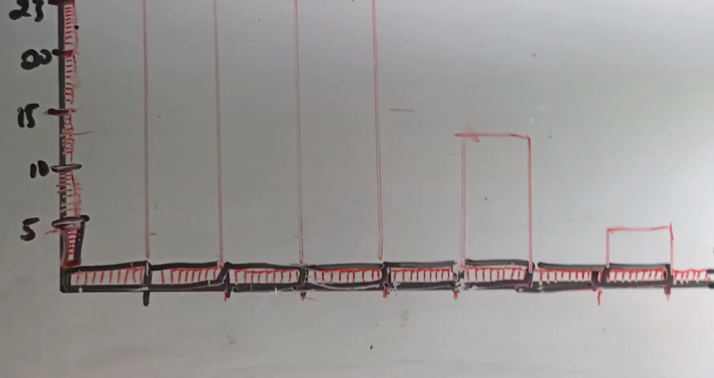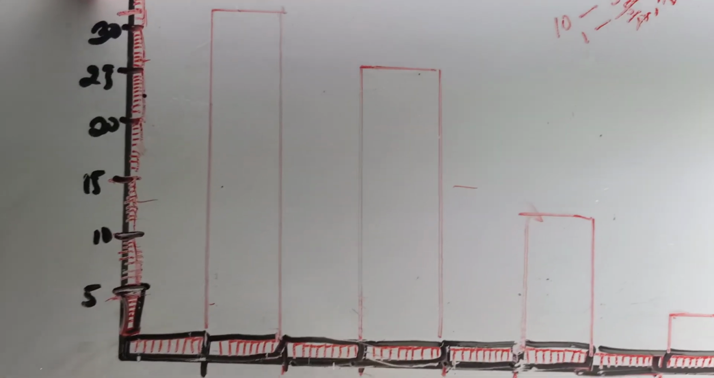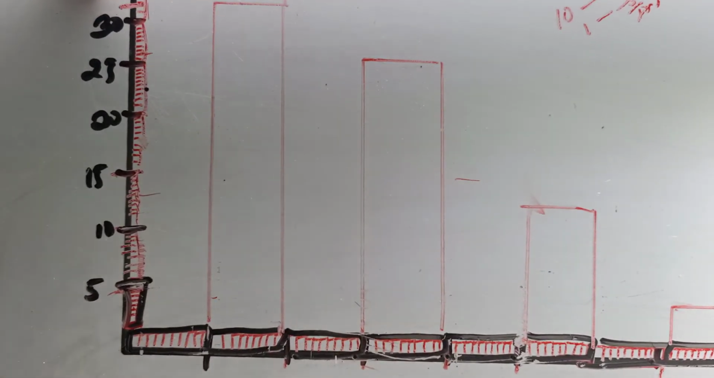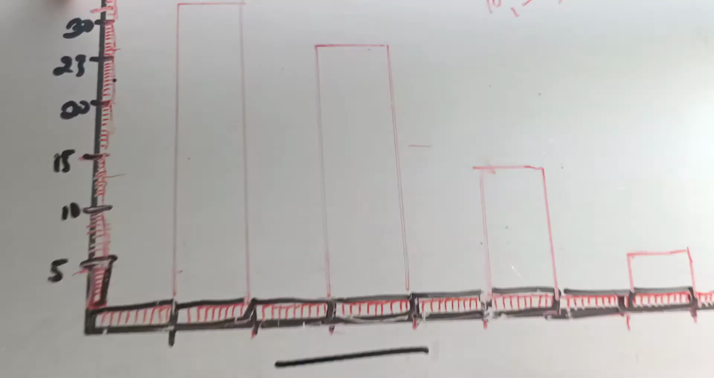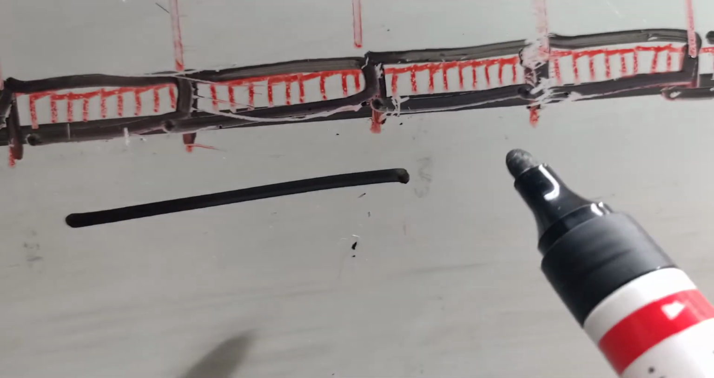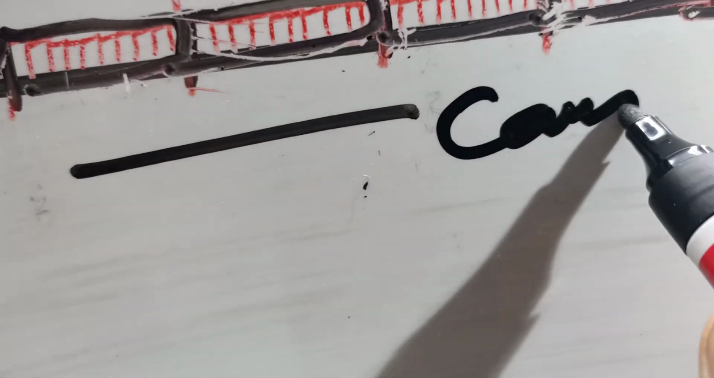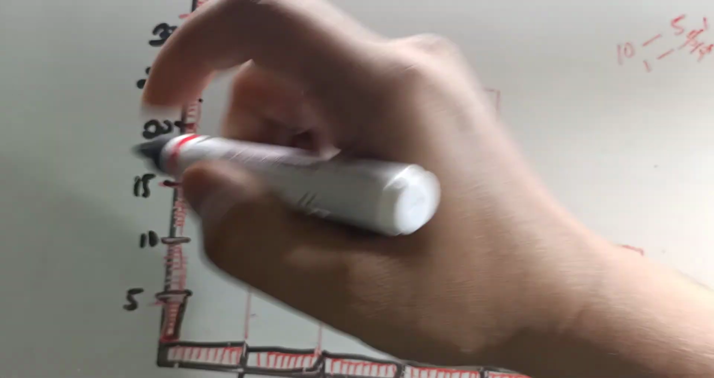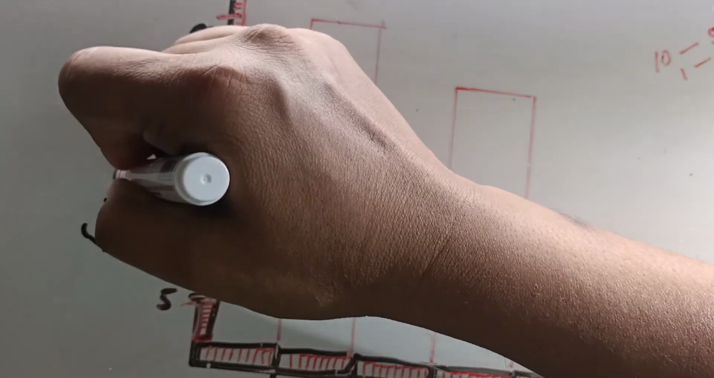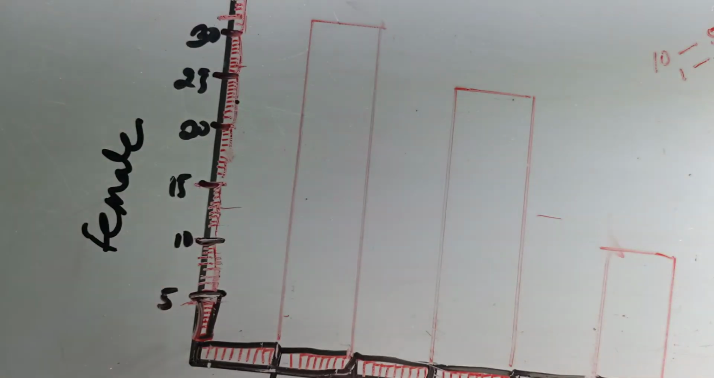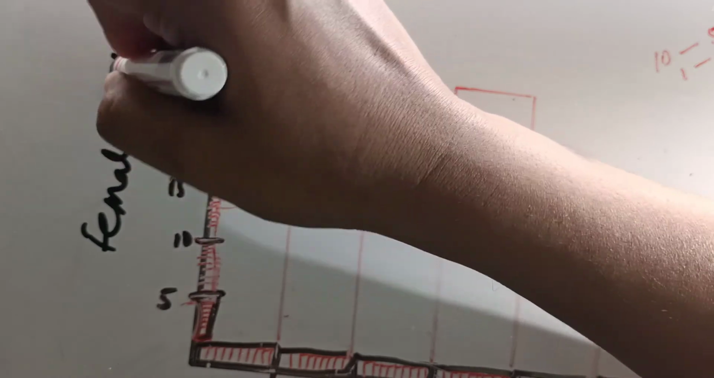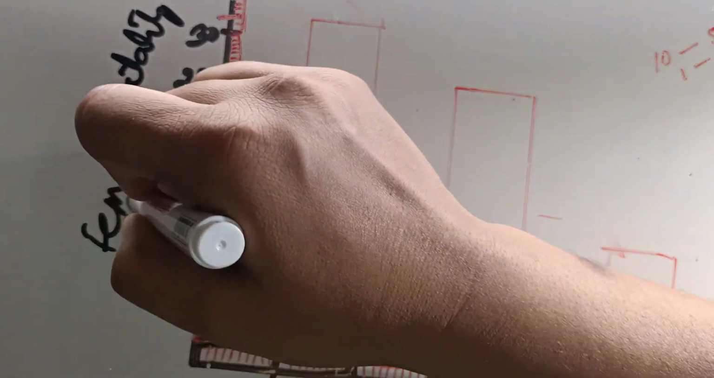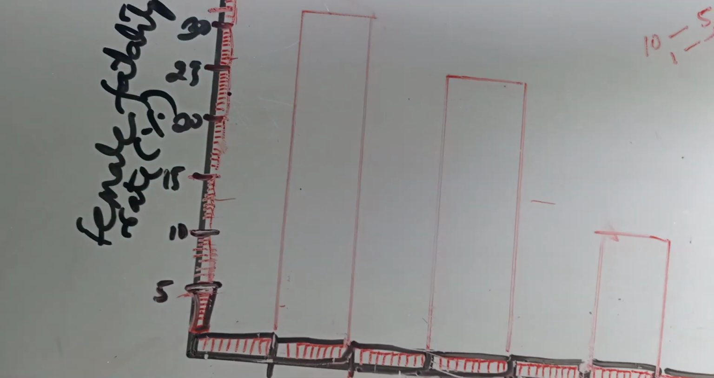Okay, so now if you look at the graph, this is what we call the causes. Okay, this is the causes, right? And over here, you have to write female, right? Female is given in your question. Female fatality rate in percentage, right? Female fatality rate.